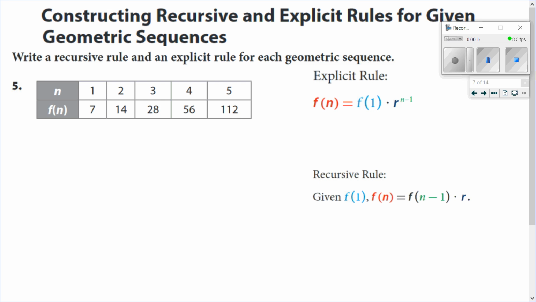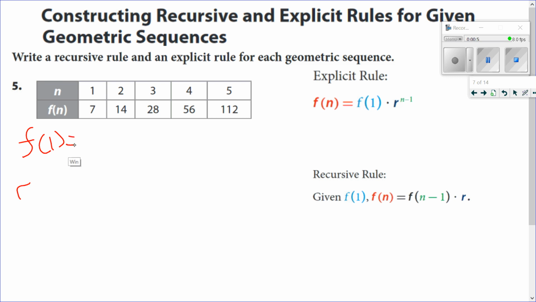Okay, what we want to do is write a recursive rule and an explicit rule for each one of these geometric sequences. We're given this geometric sequence in a table. I'm going to write the same sequence in an explicit rule and in a recursive rule. The two things that we need are the first term, indicated with f of 1, and the common ratio, indicated with r.